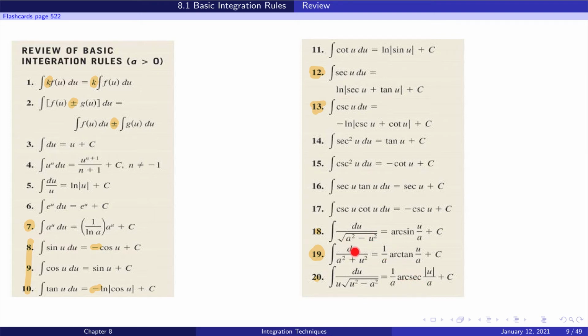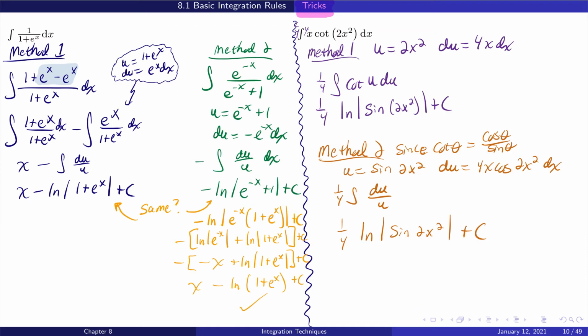So flashcards for 18, 19, 20, and some of the trig ones might be a good idea. Okay, last two examples, and each of these are going to be done two different ways, and they're both perfectly valid. This one doesn't quite work initially because if I let u equal 1 plus e to the x, I'm going to need an e to the x dx, which is not upstairs.